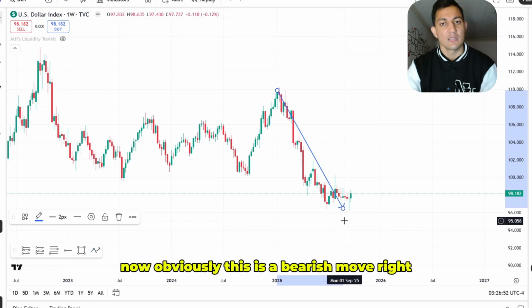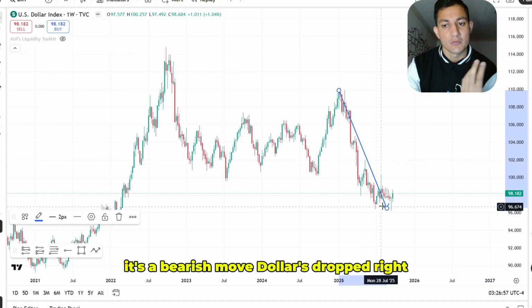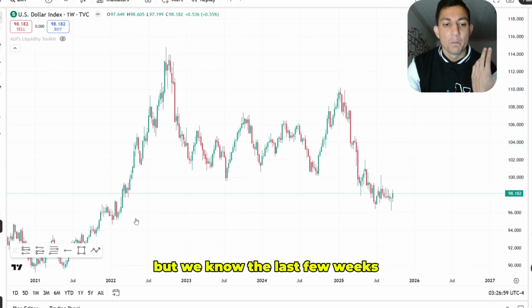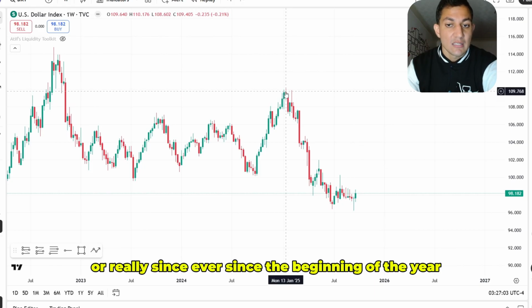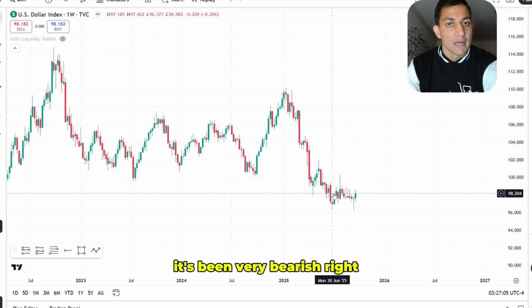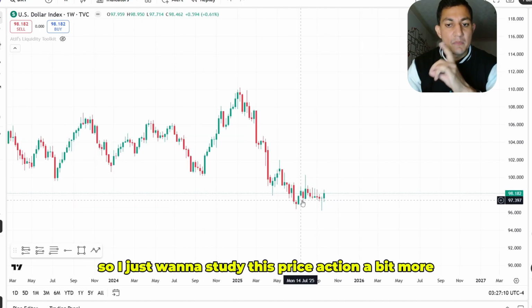Obviously, this is a bearish move. It's not a bullish move. It's a bearish move. The dollar has dropped, and now it looks like it's consolidating a bit. But we know that ever since the beginning of the year, the dollar has dropped. It's been very bearish, for whatever reason. So I just want to study this price action a bit more.